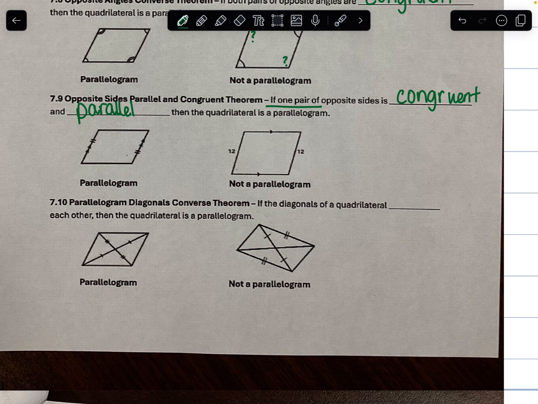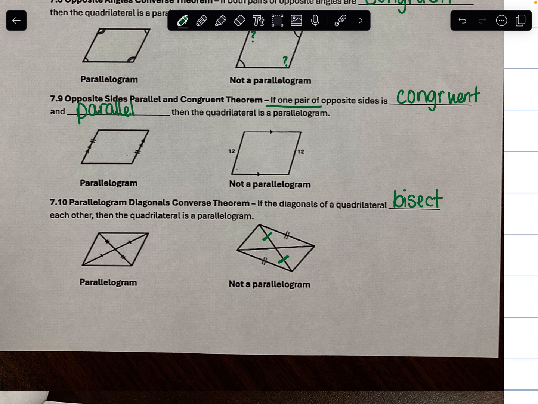And then the last one we've talked about as well, diagonals. If the diagonals of a quadrilateral bisect each other, how do we know if something bisects? Cuts it in half, okay? So the first parallelogram, we can see both sets of lines are congruent. In the second one, only one set, right? Only this set of lines that is bisected is congruent, so that's why it's not a parallelogram. Okay? So, in truth, really the only new thing to you today that we haven't talked about yet is one pair of opposite sides that are both congruent and parallel.